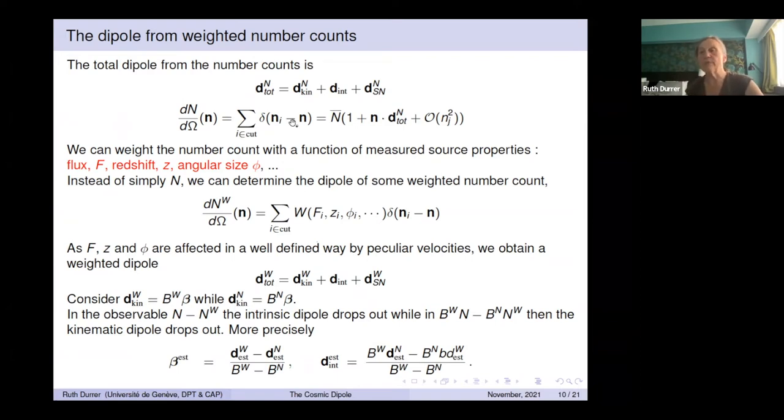Now, instead of just counting objects, sources, we could also multiply them with some function of observed properties of the sources, like flux, redshift, angular size, etc. If we know exactly how these sources behave under a boost, we can use this fact to know how our number density changes under a velocity. And of course, of all these quantities, we know exactly how they change under a boost. So with such a weight, we obtain what we call a weighted number count, if we use such a weight function, which we will make examples of in the next slide.